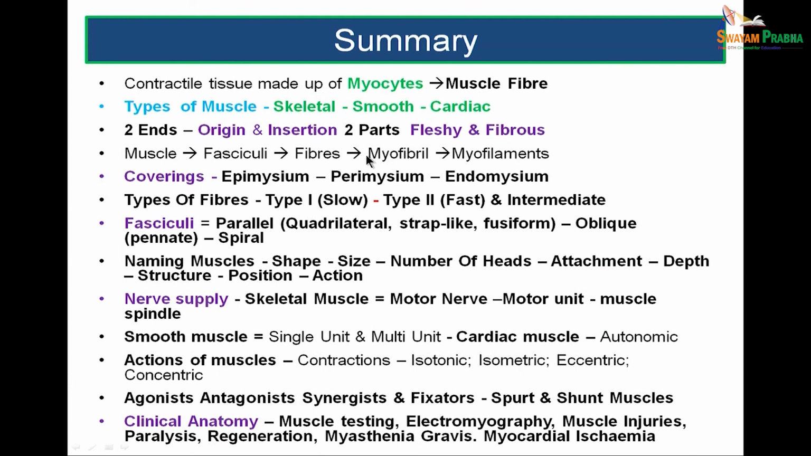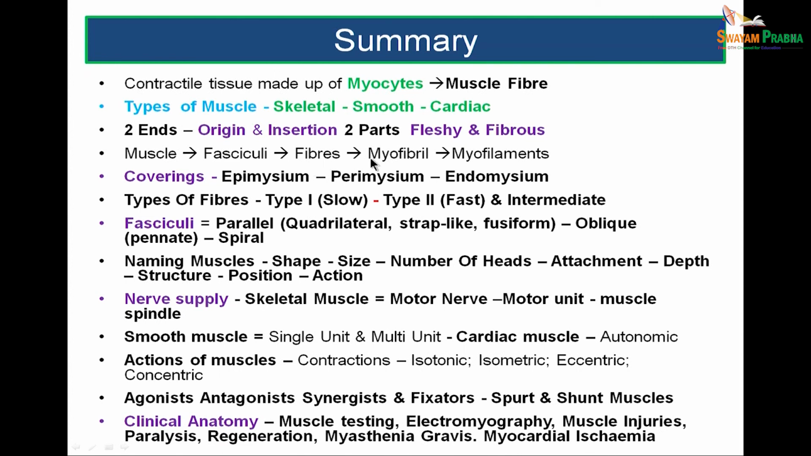We summarize whatever we have done for today so far. Contractile tissue made up of myocytes, its muscle fiber. We broke down muscle fiber into its respective smaller bits. Types of muscle we said: skeletal, smooth and cardiac. Skeletal muscle having two ends, origin which is fixed, insertion which is movable, two parts, the fleshy belly or the fibrous tendon or aponeurosis. We broke down muscle into fasciculi, further broken down into fibers or cells.